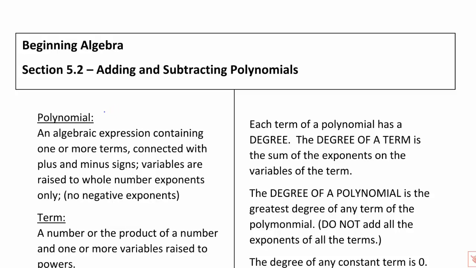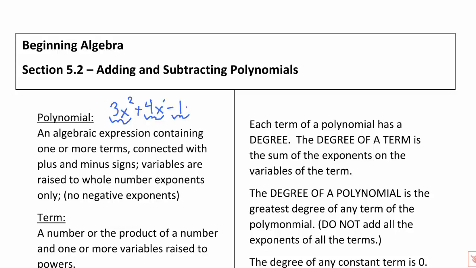Let's look at an example here real quick. One example could look like this: 3x squared plus 4x minus 1. This is a polynomial. Notice that we've got a term here, a term here, and a term here. There's only one variable in this polynomial. In this term, the variable is raised to the second power. This variable here is raised to the first power.